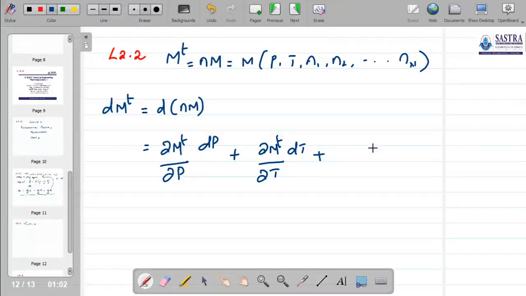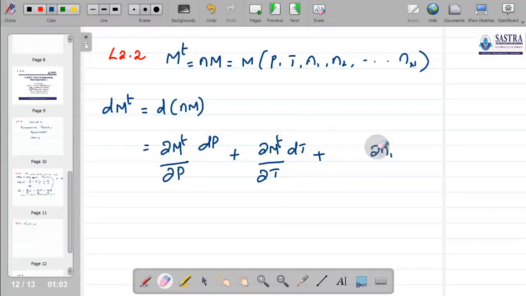Then you can have a change in the number of moles of only the first component. Only the first component could change. We saw this in the previous lecture part 1, where I changed only the third component. Similarly, one can do a change in any component. So, what is the change due to the first component?